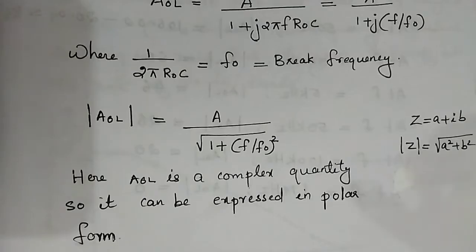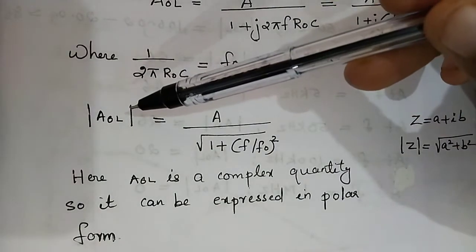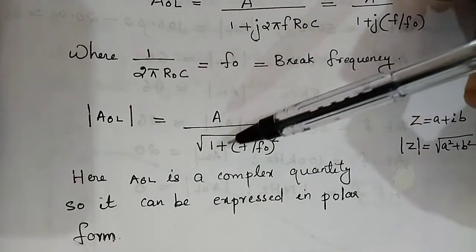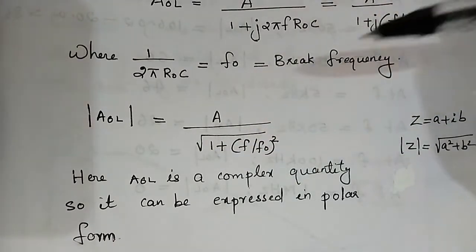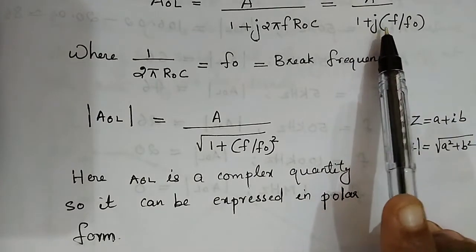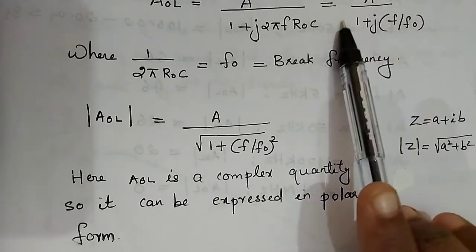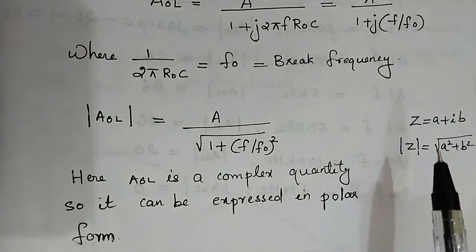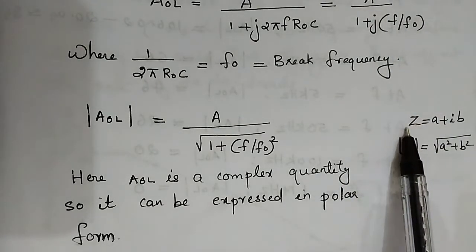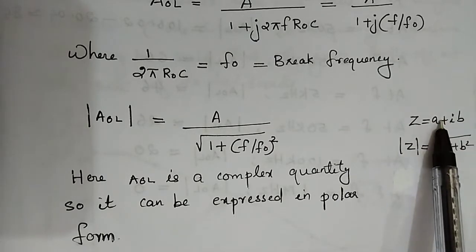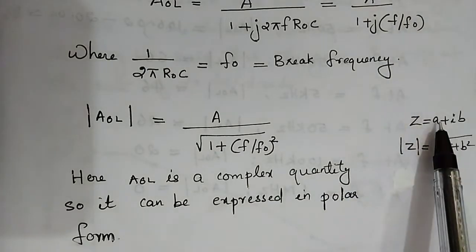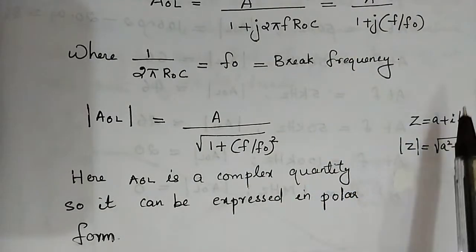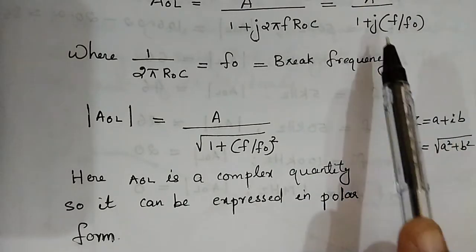Then we can write the expression for modulus value of open loop gain. Modulus of AOL is equal to A divided by root of 1 plus (F by F0) the whole square. That means here the denominator 1 plus j into F by F0 is of the form of a complex number. Generally, we can write a complex number as Z is equal to a plus ib. This is of the form 1 plus j into F by F0, where small a is 1 and b is F by F0. i and j are same.